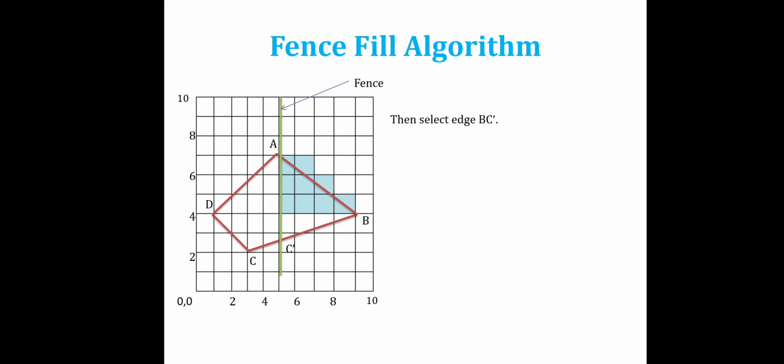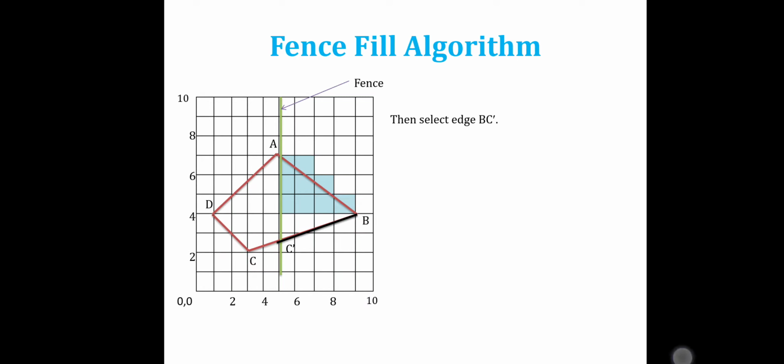Whenever we are going to select our next edge, now I am selecting the next edge like BC dash, only this much, means up to the fence. I am not going to select the BC because some part of the line BC is on the left side and some part is on the right side, and we want to avoid such a situation. That is why we are considering the line BC dash.